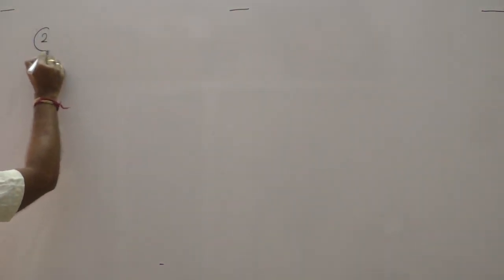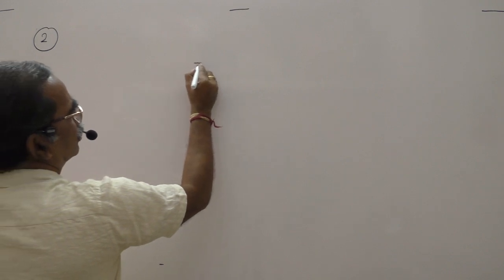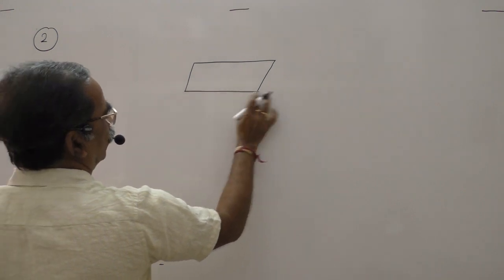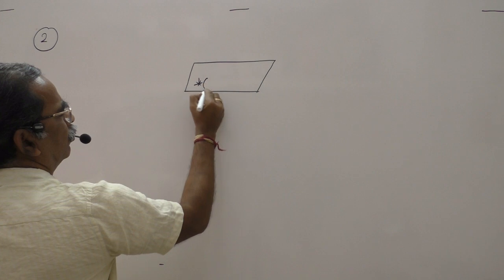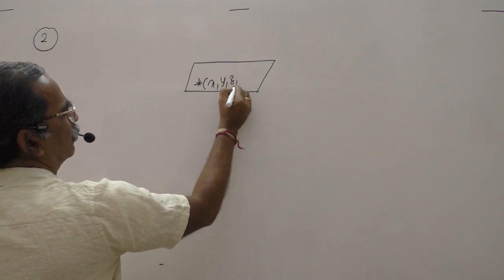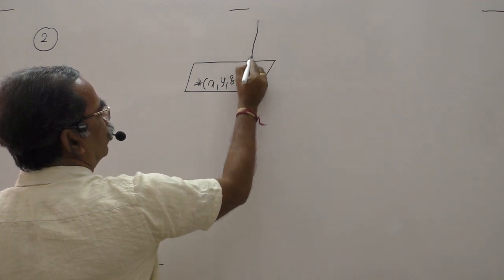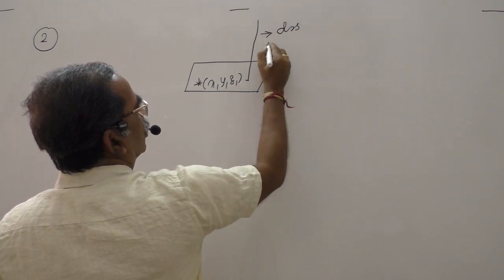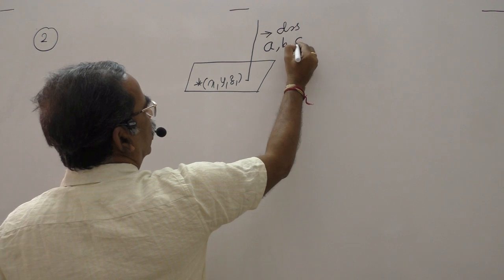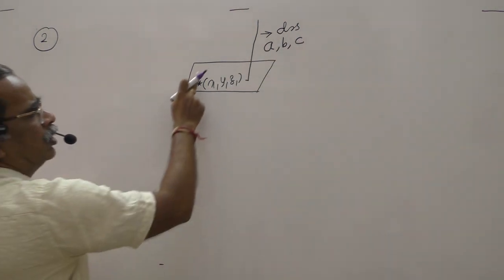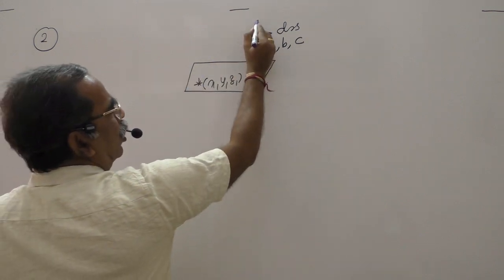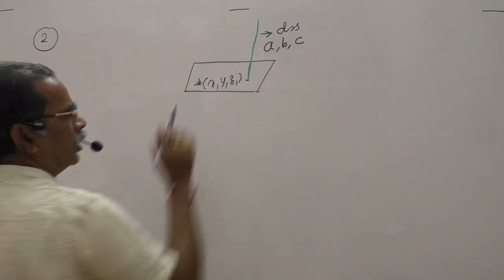Next, we will see another point, number 2. Listen carefully. Yes, this is a plane. Say this is a plane which is passing through a point x1, y1, z1 and the DRs of whose normal, a line perpendicular to this, are a, b, c. What is this? This is a plane which is passing through this point x1, y1, z1, and the normal of this plane has DRs a, b, c.